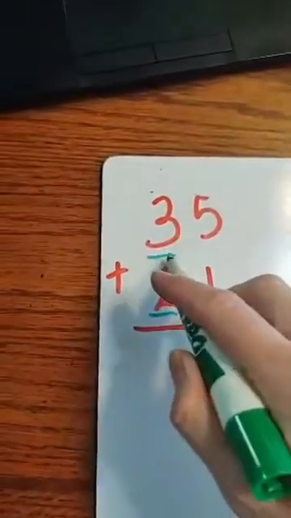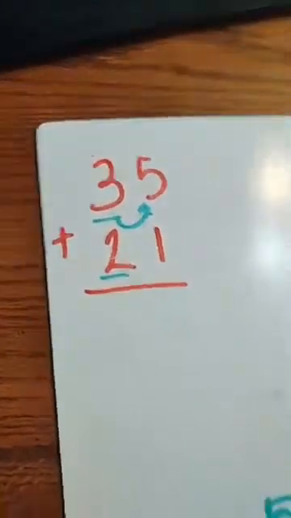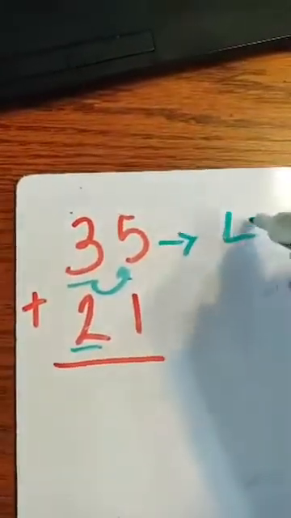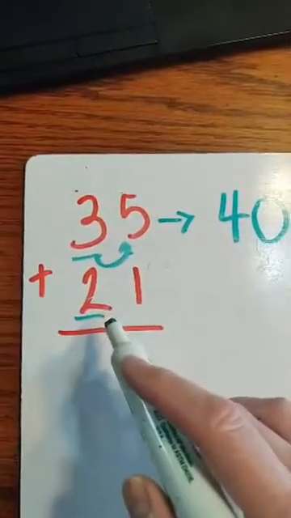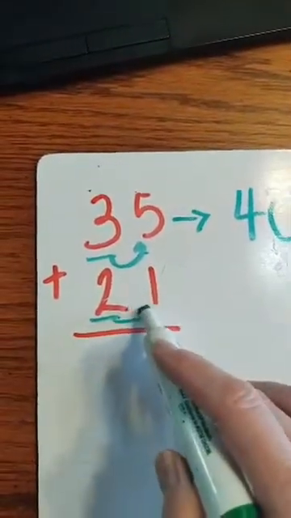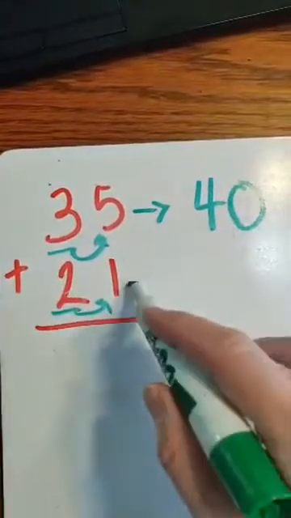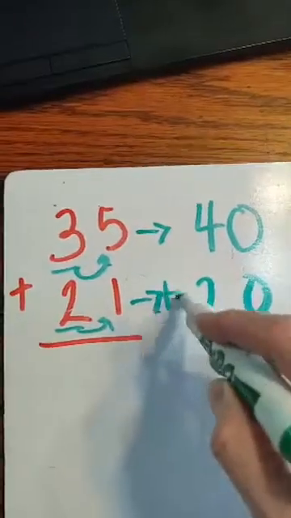So I look, of course, at the number behind it to decide if I'm going to round. It's a 5. We said 5 or greater, we go up. So my 3 becomes a 4, and my other number becomes a 0. So then I look down here, it's a 1. 4 or less, we're going to keep it. Okay, and put the 0 in the other place.